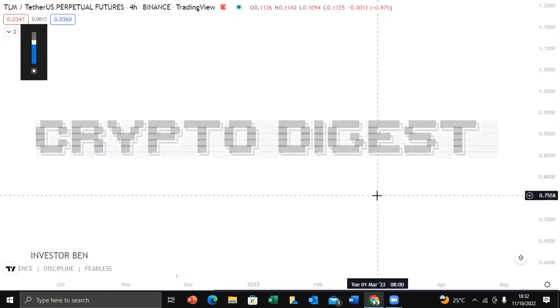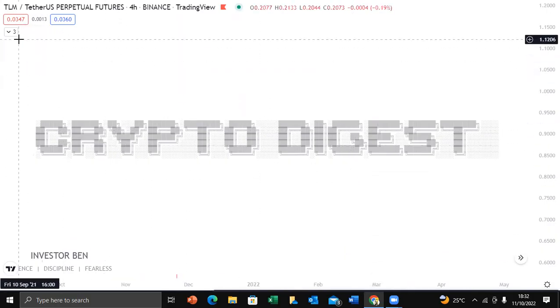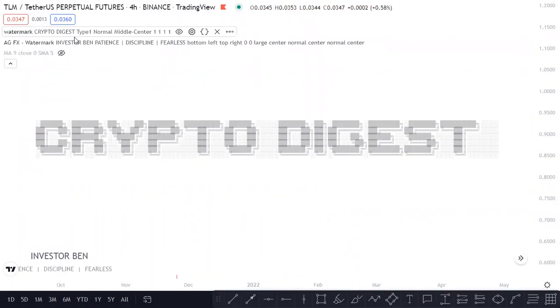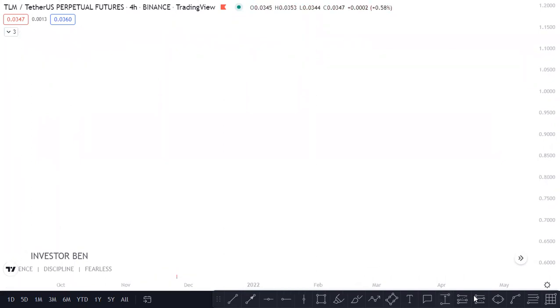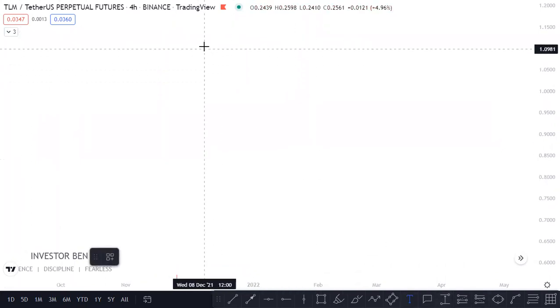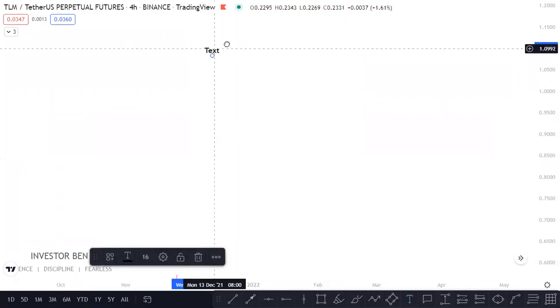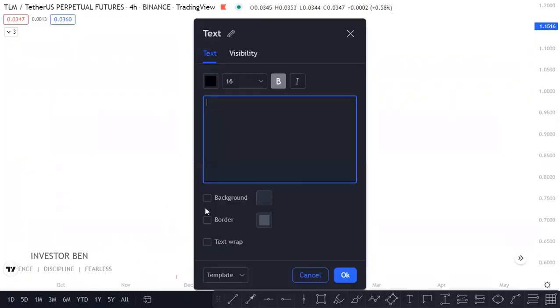So today we talk about the four phases of the market cycle, right? Once again, I'm Investor Ben. So the four phases of the market cycle.